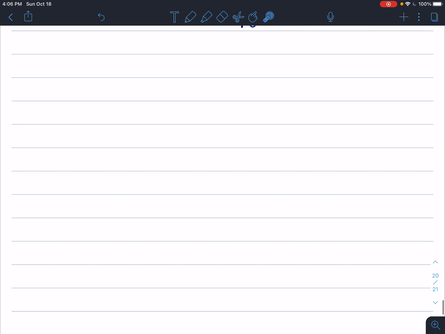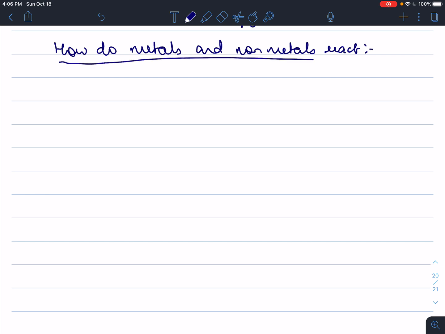Alright? But why is this the case? To understand that, we have to understand the electronic configuration of these elements. So let us discuss how metals and non-metals react. That's a very simple question. The reason they even react to begin with is because of their electronic configurations.